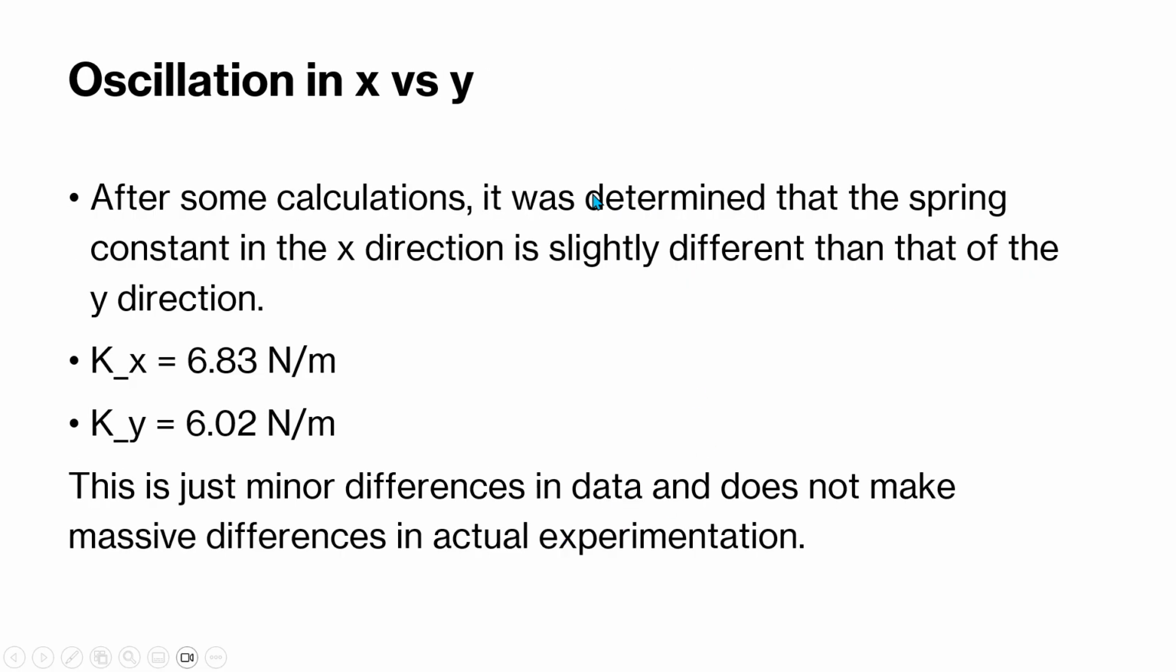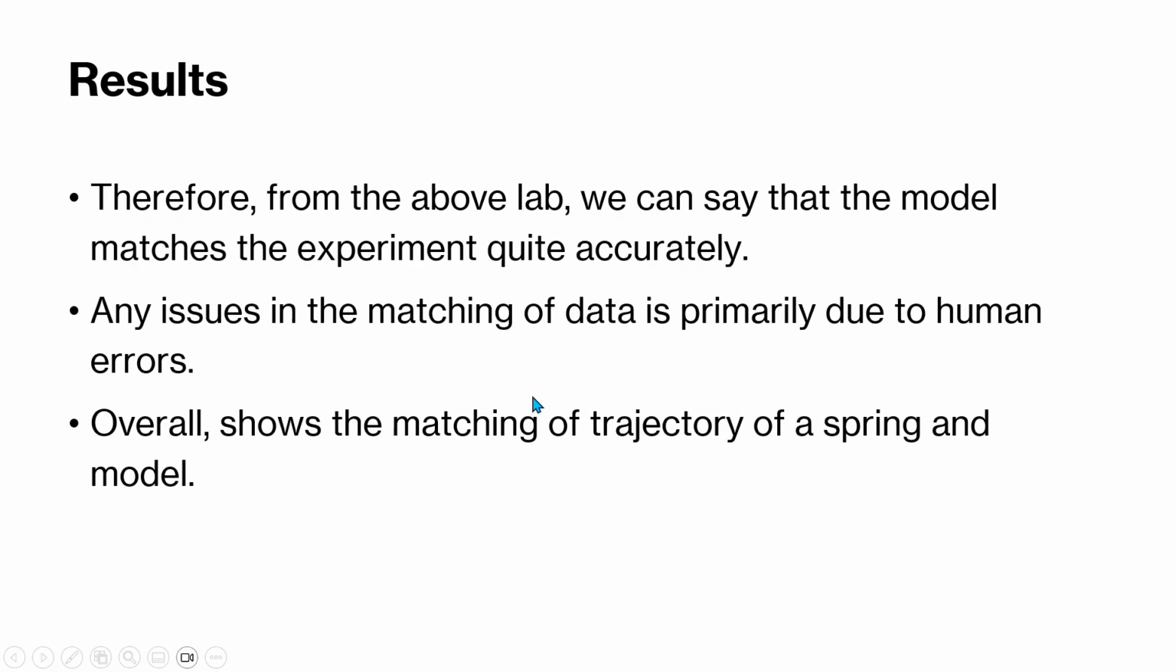And then the oscillation, the x versus y. So after some calculations, we determined that the spring constant in x is slightly different than that in the y direction. 6.83 for k of x and 6.02 for k of y. And as you can see, the reason for the discrepancy in the y data was because we used the actual 6.83 rather than 6.02, which is why the y graph is slightly different. So this is just a minor difference in the data and does not make massive differences in the actual experiment.